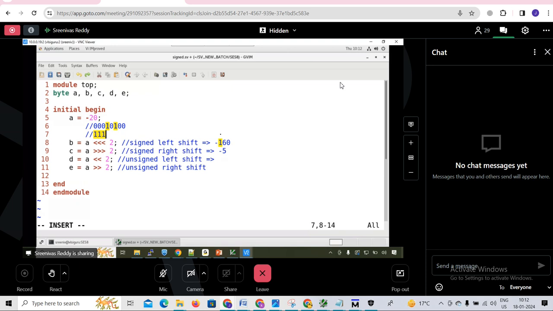Sorry, 1's complement. 2's complement will be what? This is the 2's complement. This one. Got it, right?